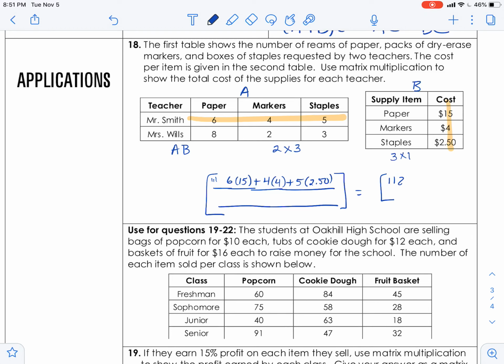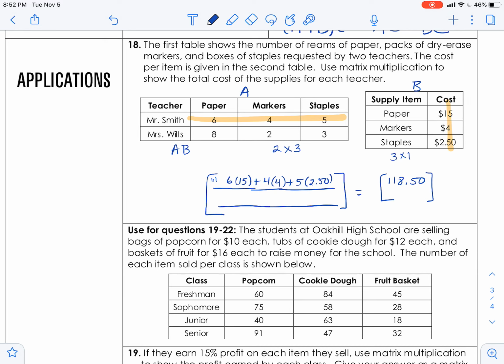And I got $118.50, but do double check my numbers. Okay, now the question is, what does that represent? Well, I took Mr. Smith, what he wanted to buy, times the cost. So in this case, this is Mr. Smith.